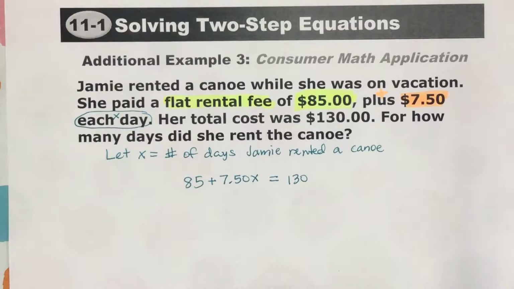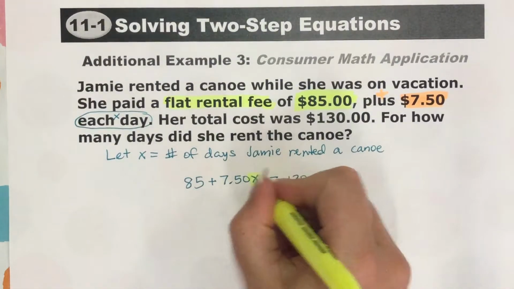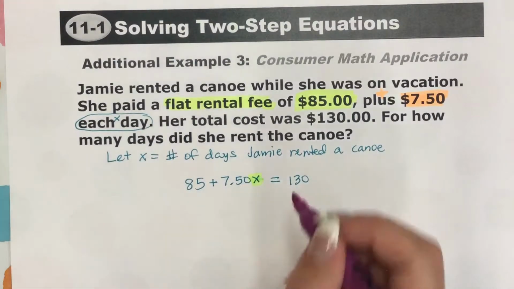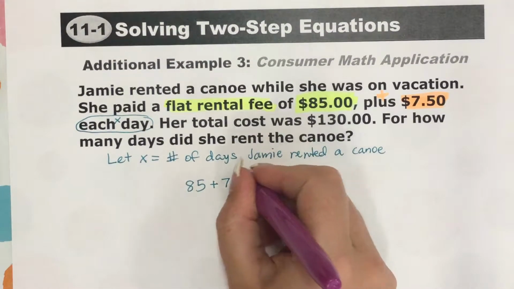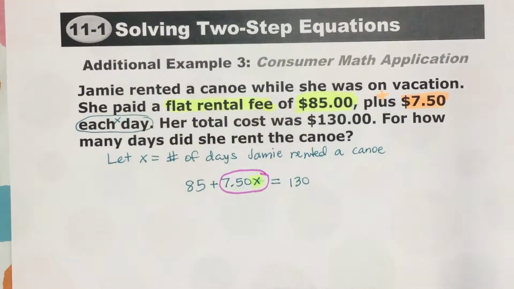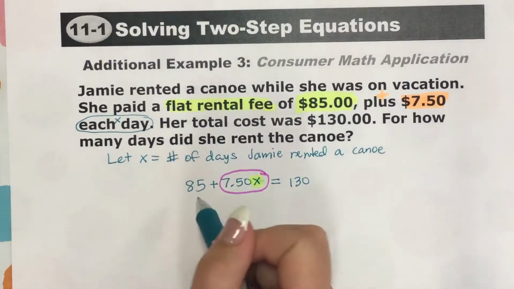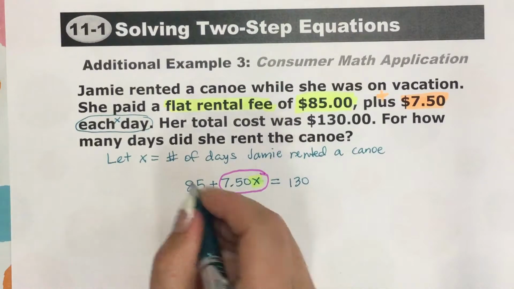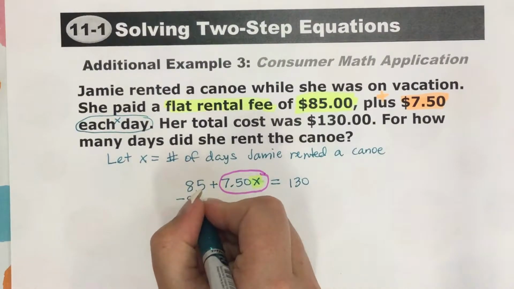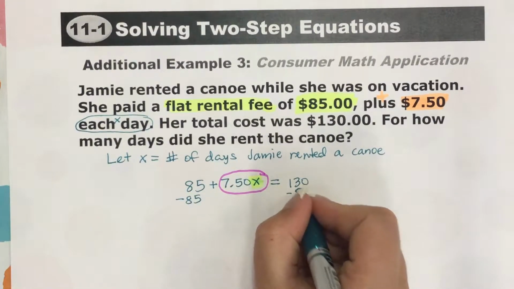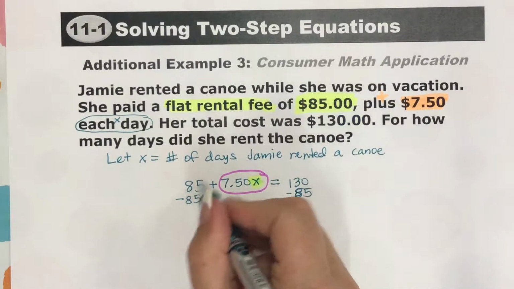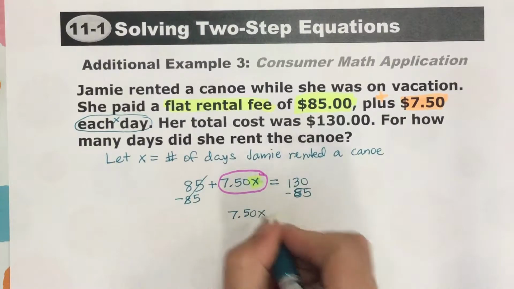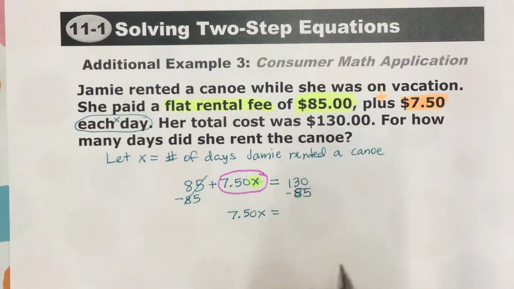So now we're just going to solve this equation. We're going to try to get x by itself. Okay, we know this $7.50 times x, that's what we're going to keep until the end. So we have to get rid of this 85. So how is 85 related to x? Well, it's related through addition. And so we do the inverse operation, which would be subtraction. We're going to subtract 85 from both sides. Okay, that's going to cancel out, become 0. We have $7.50 x equals 130 minus 85.